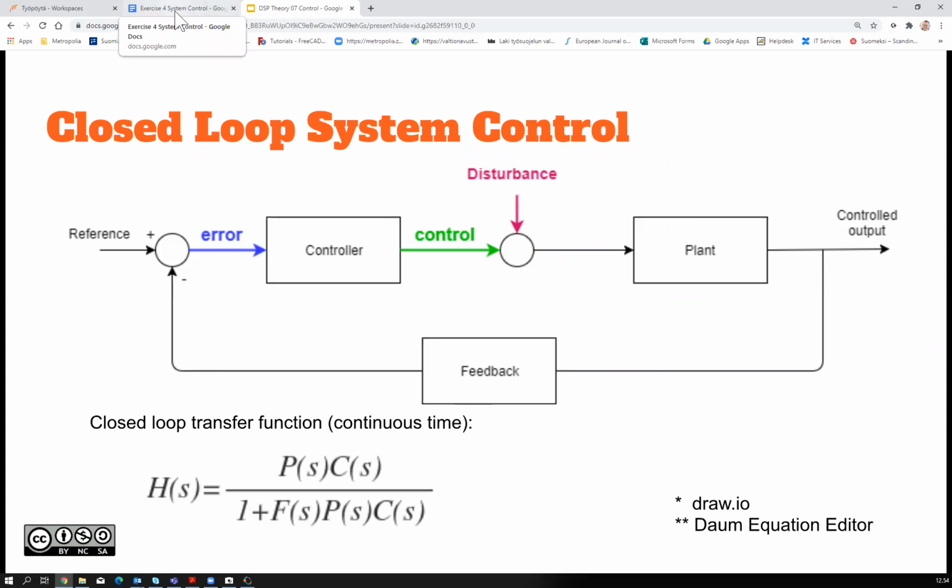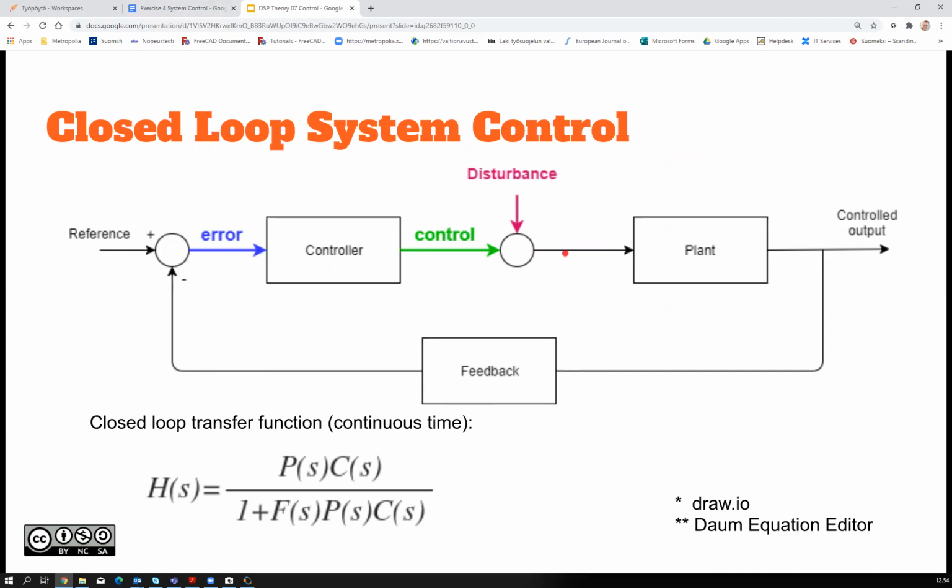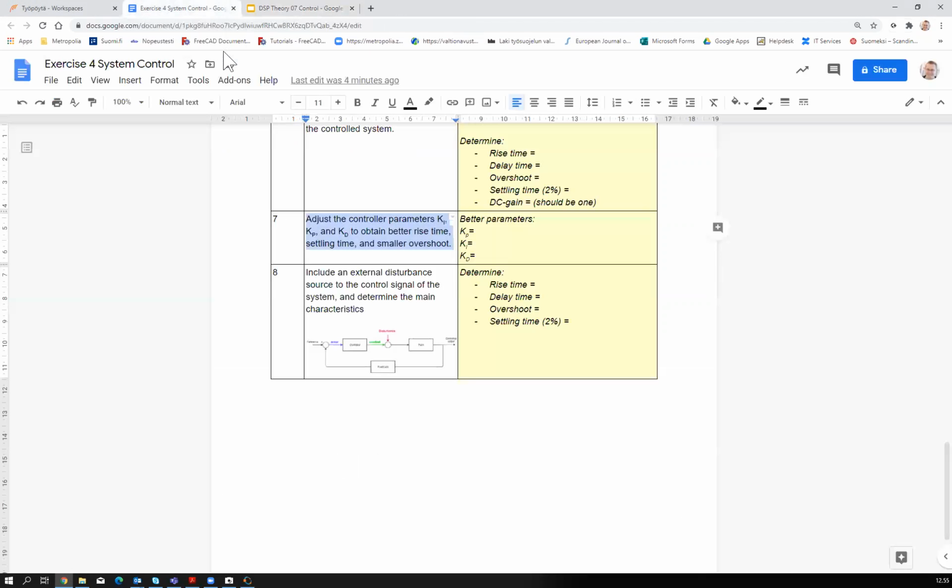Oh yeah, no, the feedback signal for that input, yes. So in that sense, our new error signal for disturbance is right here, and basically an external disturbance source. Then, okay, what is the transfer function? You need to figure out that one first. And when you know the transfer function, meaning the system coefficients, then you can calculate or determine the rise time, delay time, overshoot, and settling time the same way you did already.